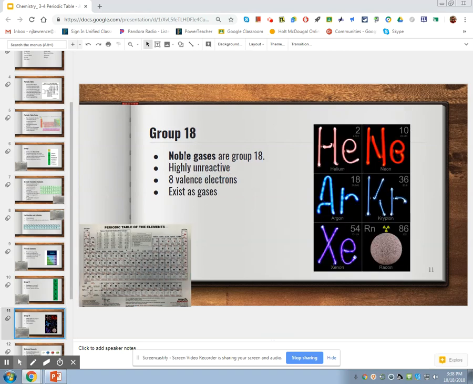And finally, we see the noble gases. This is the last name I want you guys to really know. The noble gases, they are group 18. These guys are highly unreactive. Some other words you will hear when we say unreactive, we'll say the word inert, or we'll even say they are very stable. Inert, again, stable just means they don't react. They are content the way they are. They have their 8 electrons, so they obey the octet rule, and these guys exist as gases.